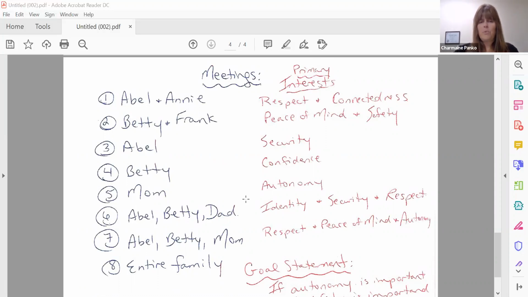And I want to just point out how the different configurations can work. So when I meet with Abel and Annie, I discover that Abel, it's just part of his identity, is really feeling respected.